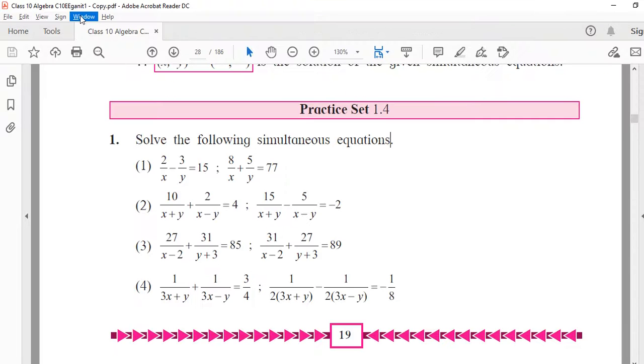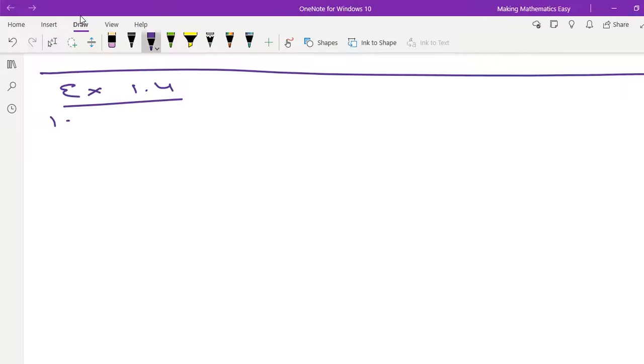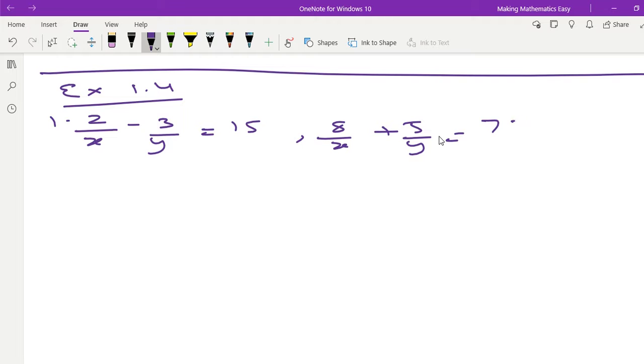We are solving exercise 1.4, sum number 1. Okay, so the first sum says 2 upon x minus 3 upon y is equal to 15. And we have another equation, 8 upon x plus 5 upon y is equal to 77. So once we start this sum, it should be pretty easy to solve.